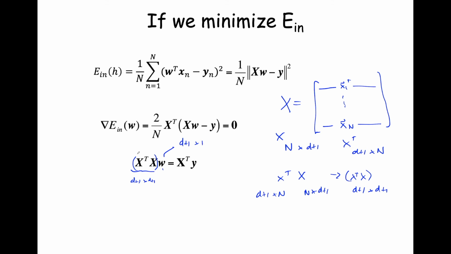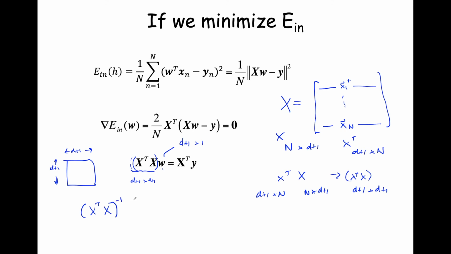But I notice here, this X transpose X is d plus 1 by d plus 1. So that means I have d plus 1 rows, and I also have d plus 1 columns. So it's a square matrix. A square matrix is invertible. Inverting a matrix is 1 over the determinant times the matrix of cofactors. And so what I'm going to do is left multiply both sides of the equality by X transpose X inverse.